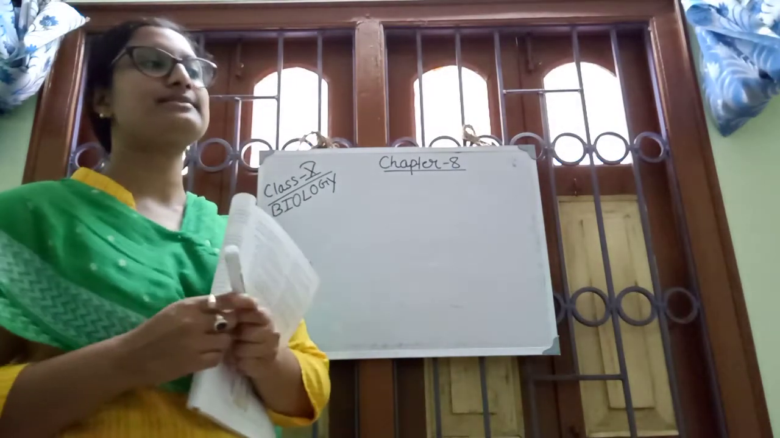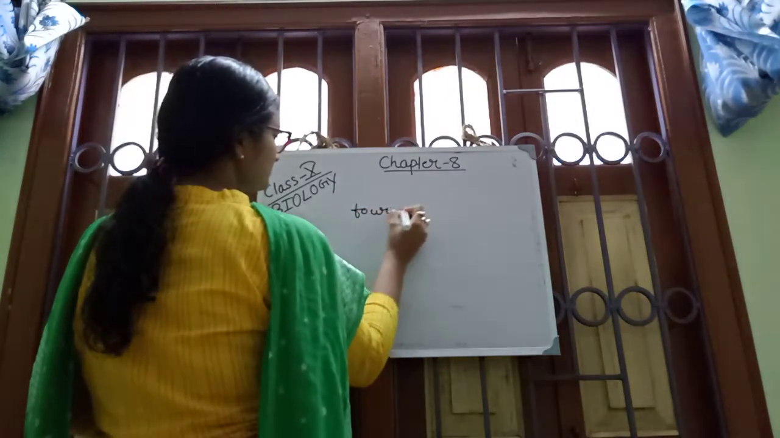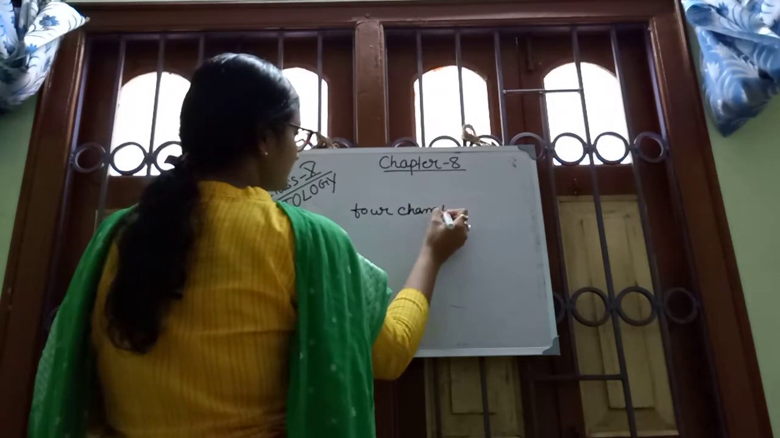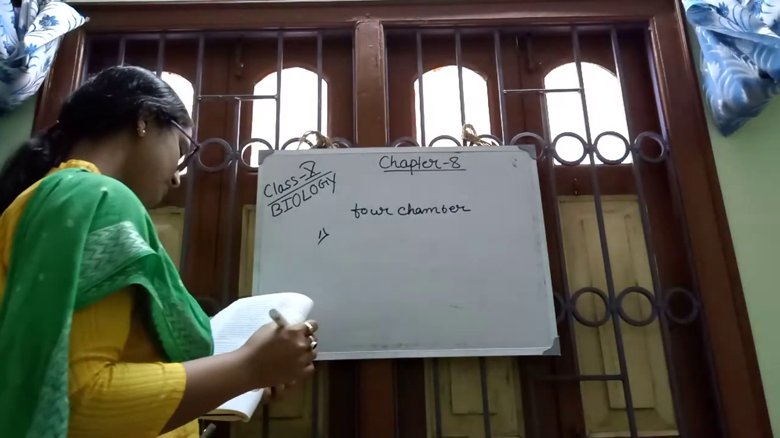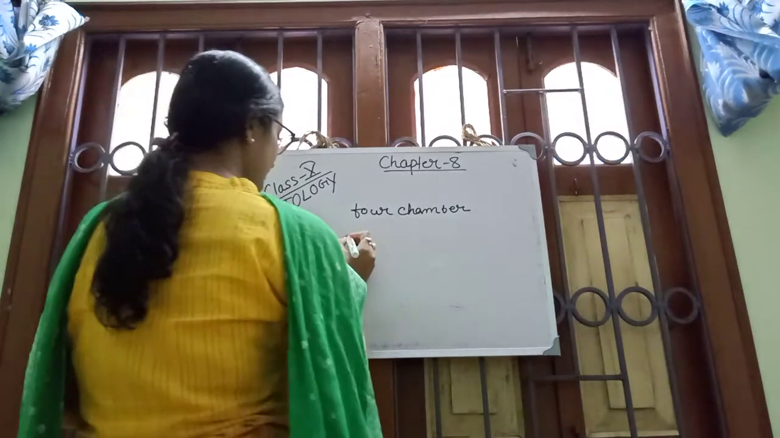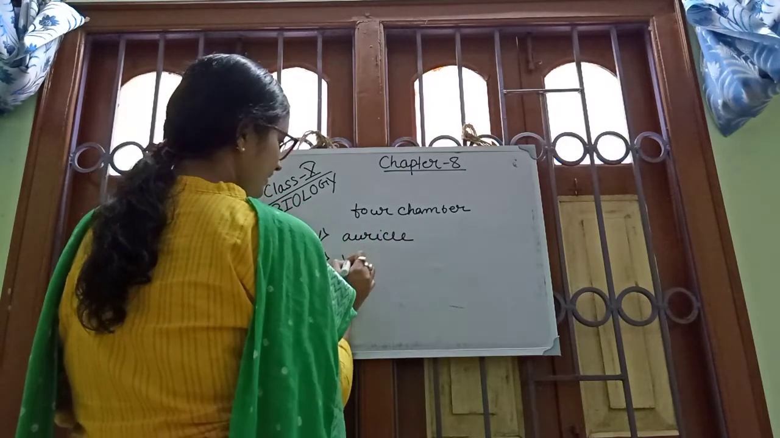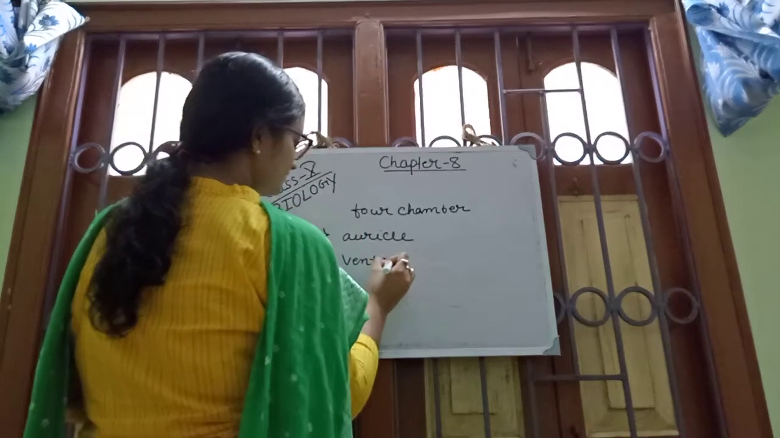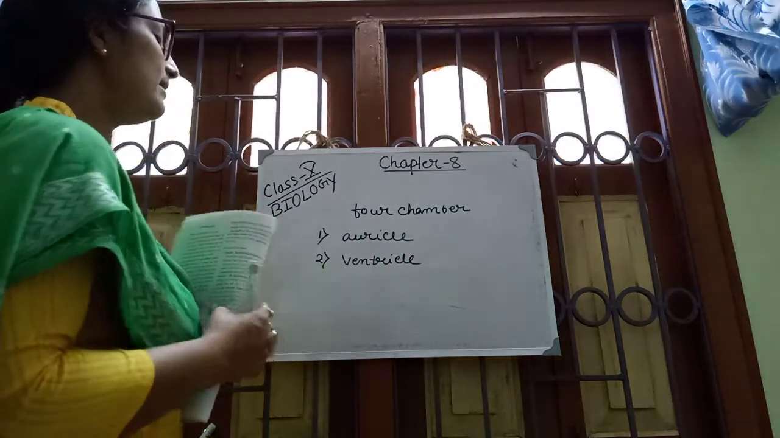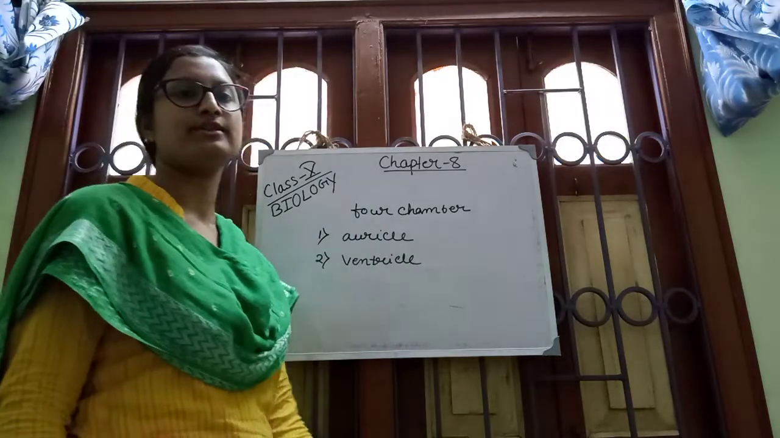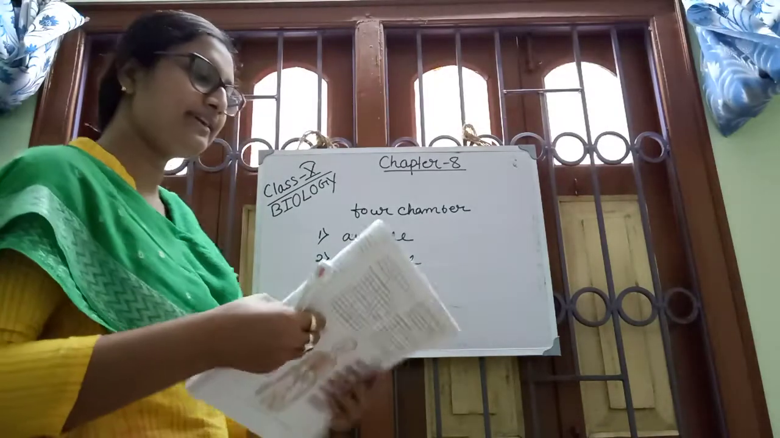Here is the external structure: our four chamber heart. The upper chambers are called the auricles. There are two auricles, the right and left auricle, and two ventricles, the right and left ventricle.